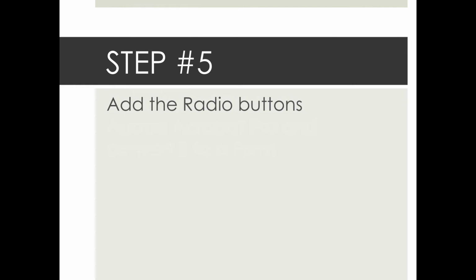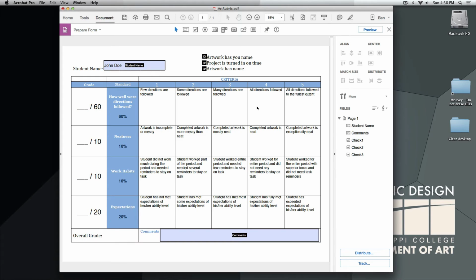Step 5 is to add the radio buttons. Radio buttons give you the ability to assign multiple values to the same field. Here's what that means. Notice on my rubric, each standard has 5 different sub-values, and 5 divided over 100 points means that each field represents 20 points each, 20, 40, 60, 80, and 100. So what I need to do is to create a button and assign each one that value. Here's how to do that.